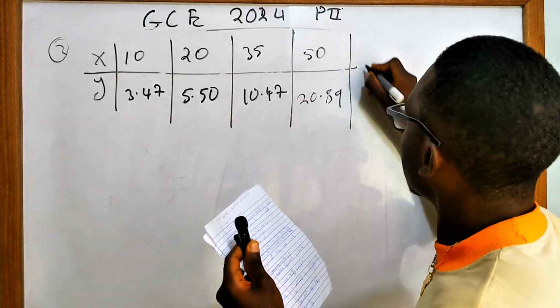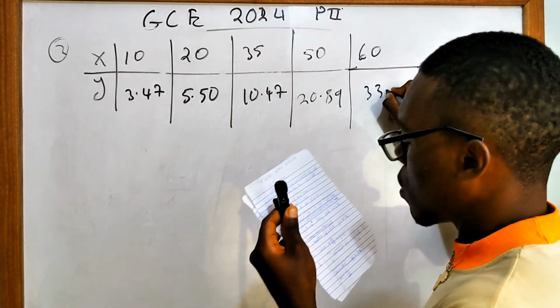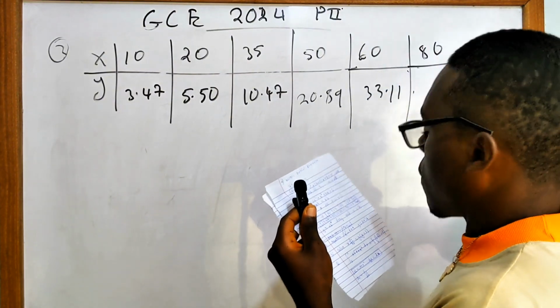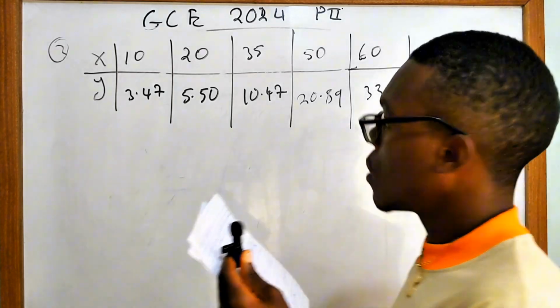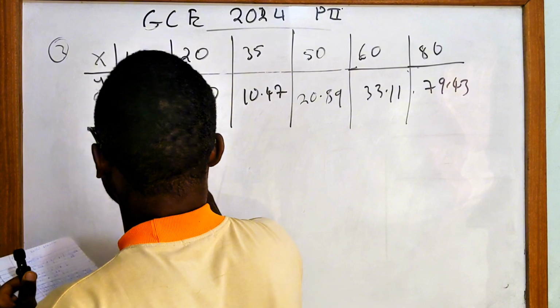60, 33.11, and you have here a, and 79.43. This curve sketching, you have y is equal to a b to the power x.